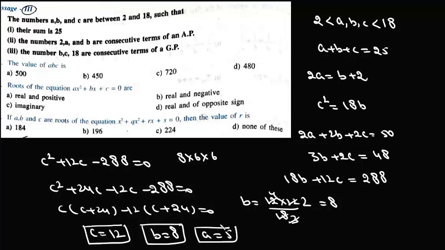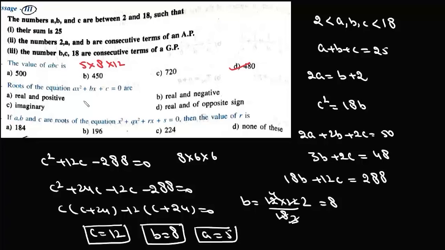Now the first question is we need to find the value of ABC. Now A into B into C is 5 into 8 into 12, which is 10 into 4 into 12, 480, and that's your option D.